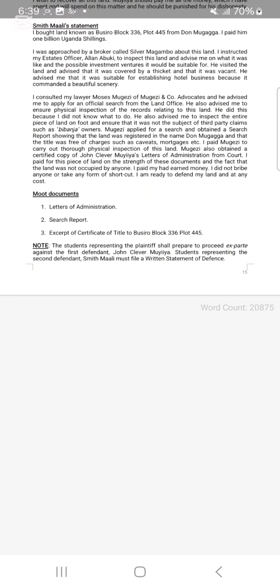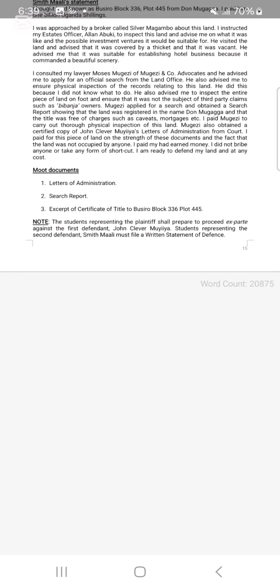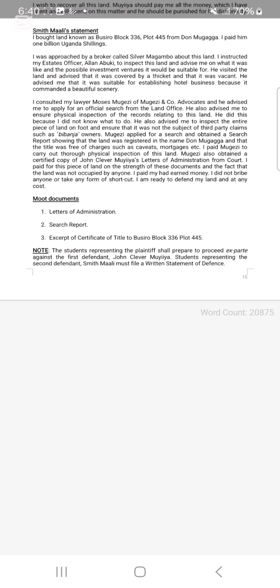So, the students representing the plaintiffs shall prepare to proceed ex parte against the first defendant, John Clever Muia. Students representing the second defendant, Miss Muhari, must file a written statement of defense. So basically here, of course, we are drafting a plaint supported by some evidence, and the defense for the second would be that they are a bona fide purchaser for value without notice, whereas the plaintiff will be alleging that you failed to conduct proper due diligence, and this defense is not available to you. So basically that would be the synthesis or the thrust of the moot.